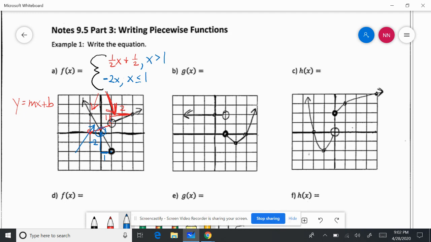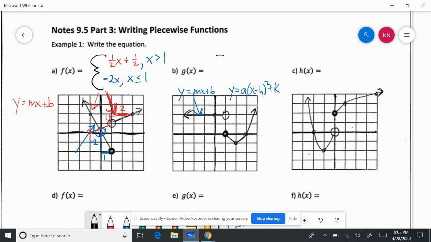Now, letter B is a little bit more complicated. We have a linear equation right here, so we know it's y equals mx plus b. And we have a quadratic equation, so this is going to be in the form y equals a(x minus h) squared plus k. So those are our two different formulas that we're going to be working with.